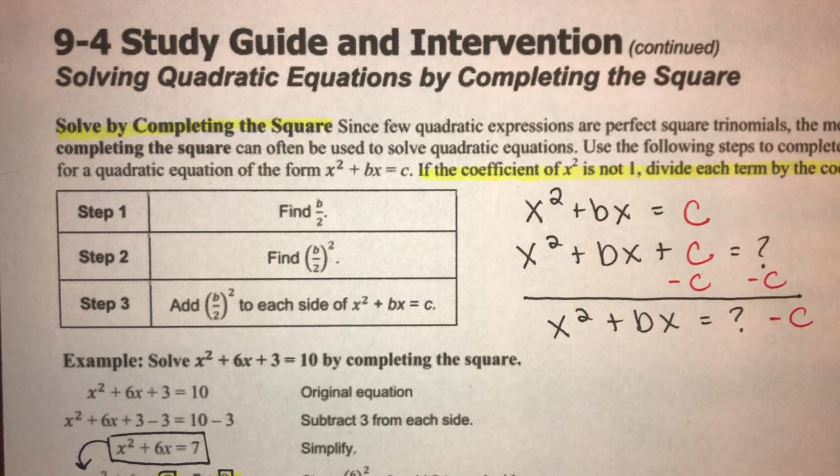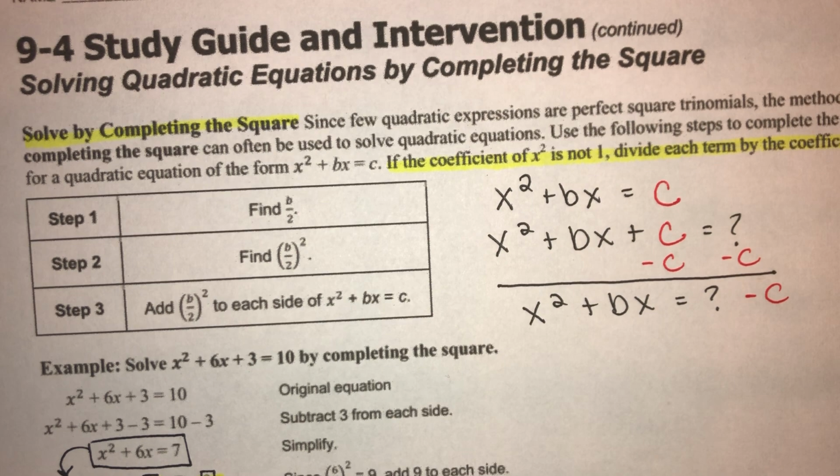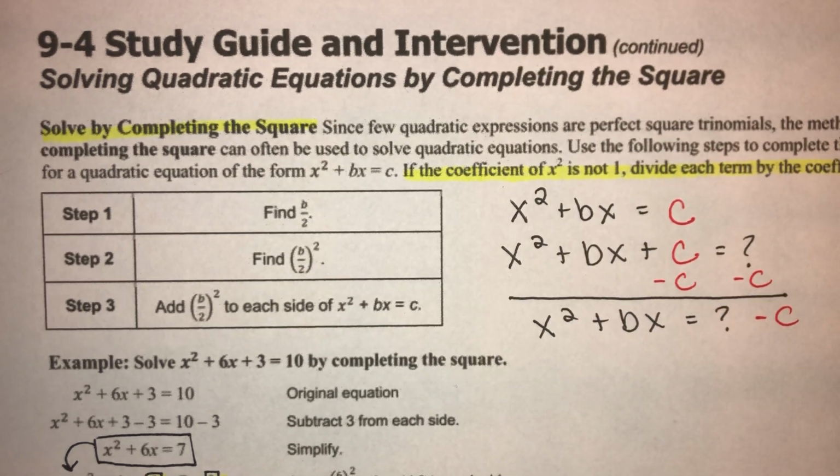Right, this video is part 2 of lesson 9-4, solving quadratic equations by completing the square. In part 1, we talked about how to actually complete the square. In this video, we're going to talk about applying completing the square to actually solve a quadratic equation for x, right? Before, when we would factor, we would just set the whole thing equal to 0 and factor, and solve for x that way.